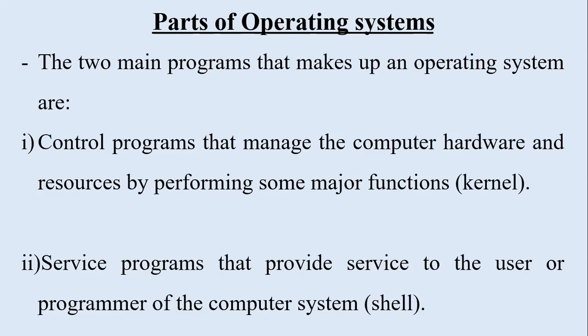So what are the parts of operating systems? I have already said that the two main parts of an operating system are the shell and the kernel. My dear students and learners, it is important to note, just as a reminder, that when you hear of an operating system, you are talking about a set of programs. And therefore, when I talk about parts of operating systems, it is part of the many programs that make up an operating system. So the operating system is made up of two major programs.